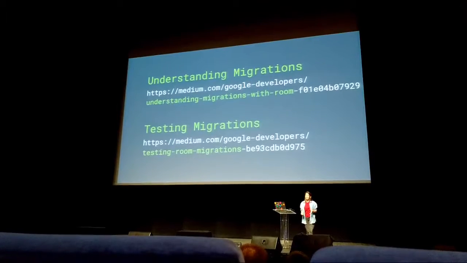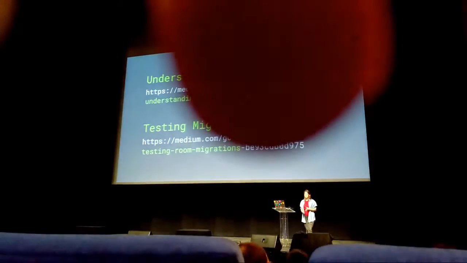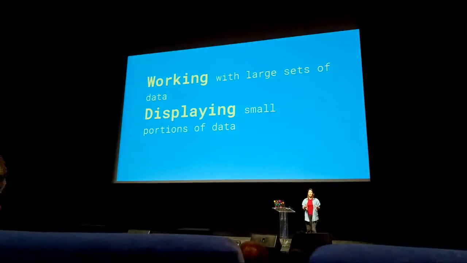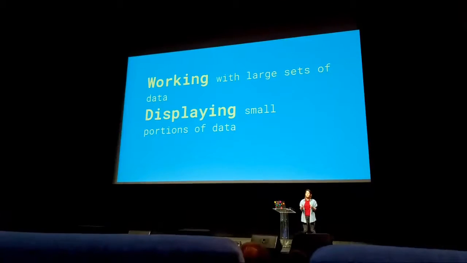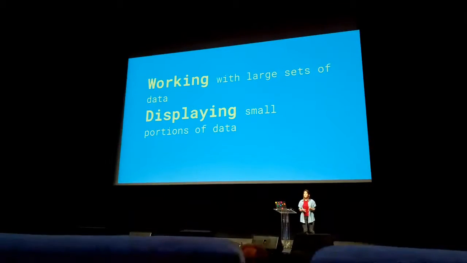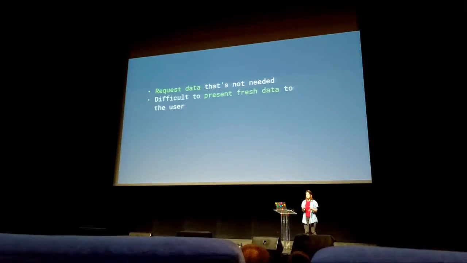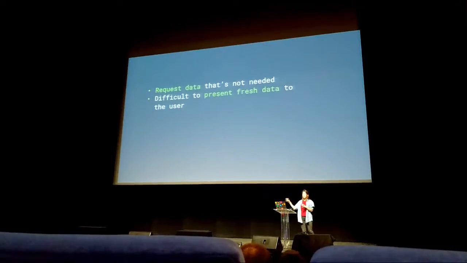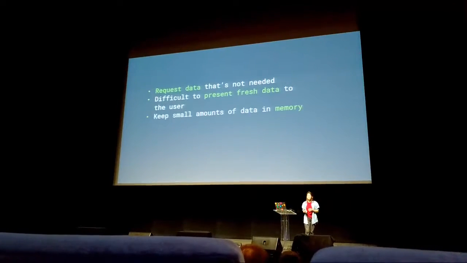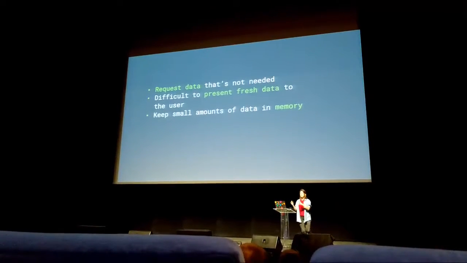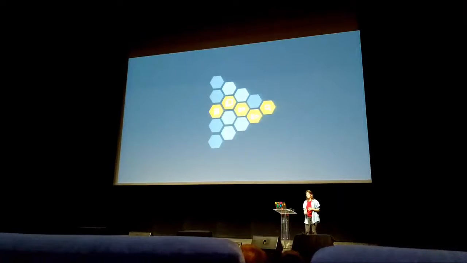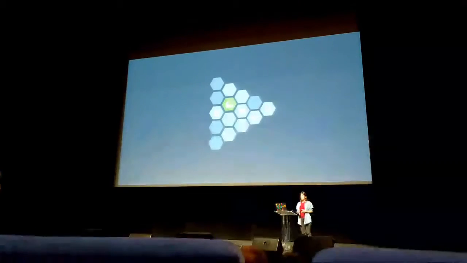So we talked about keeping the data in the database. But the thing is that a lot of times our apps are working with large sets of data, but in the end, they only need to display small amounts of data at one time. And if we're not careful, we might end up requesting data that's not needed. It's also quite difficult to present fresh data to the user, especially if that data ends up being changed by a third party. And then it's also hard to keep small amounts of data in memory, to avoid getting all that data from the database, for example. So in order to help with this, we've created the paging library.